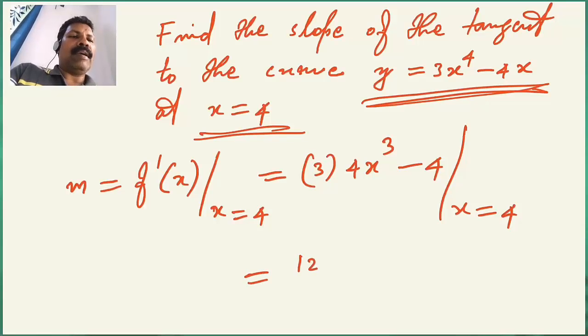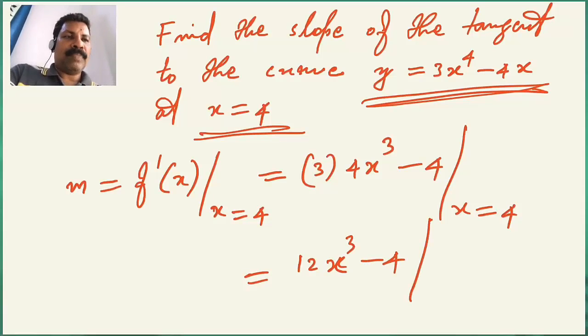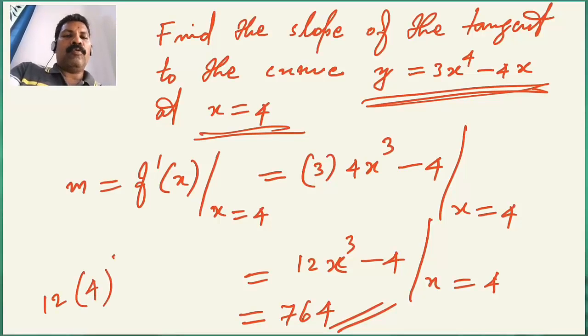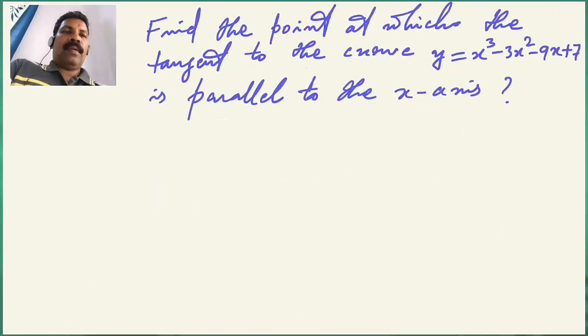So that is 12x cube minus 4. We have to evaluate at x equal to 4 only. So you can do it. That is 764. This way you can. How is it? That is 12 into 4 cube minus 4. Then you can simplify to get 764. That is the value of the slope of the tangent.